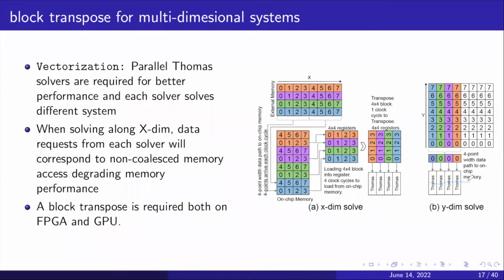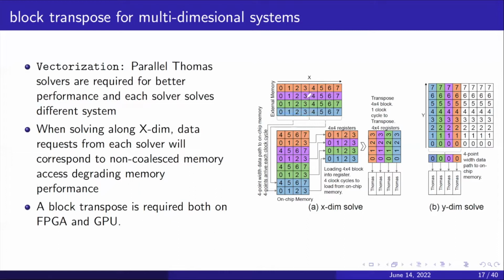These solvers require inputs from different systems. Wider memory ports are preferred as they give better memory bandwidth. Let's assume we use a 4-word wide memory port. When reading along YDIM, each word will correspond to a different system that can be directly fed into the Thomas solvers. In contrast, when reading along HDIM, all 4 words will correspond to the same system.